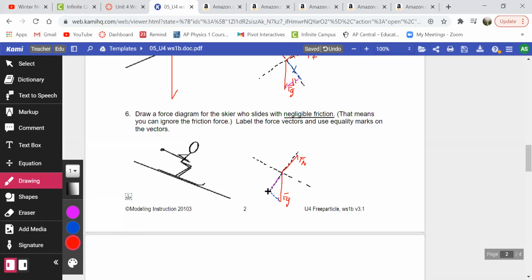So right now he's being pulled down the hill by FGX here, and there's nothing to resist him, so he's going to accelerate as he goes down. In this case, we would say that net force is down the hill, and we could also say that acceleration is down the hill. All right, he's going to accelerate down the hill.